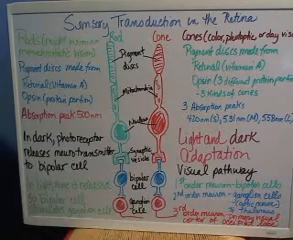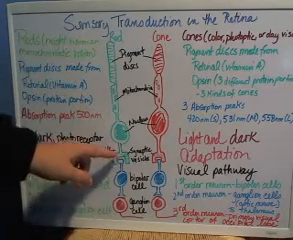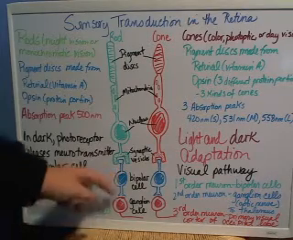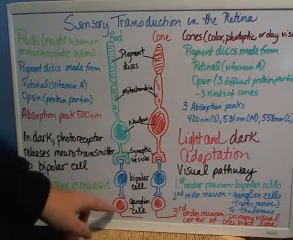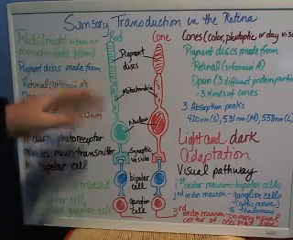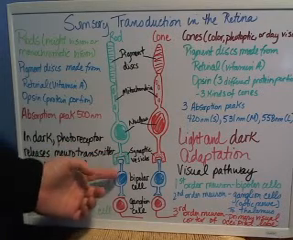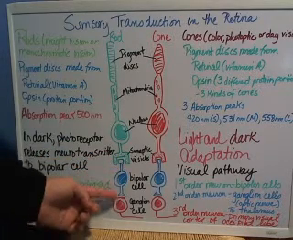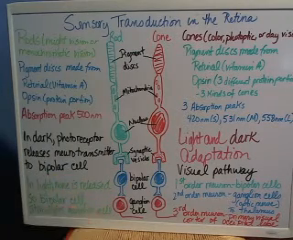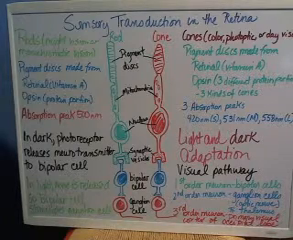brains. So in the dark, the rod releases neurotransmitter, and that neurotransmitter stops the bipolar cell from sending a message to the ganglion cell. But as soon as light strikes, the neurotransmitter stops, causing the bipolar cell to release neurotransmitter, which will stimulate the ganglion cell to send an action potential to the brain. And cones behave similarly.